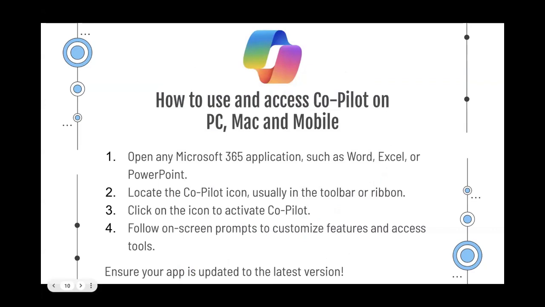Here the first step is to open any Microsoft 365 application. Again, examples are Word, Excel, or PowerPoint. Then you just need to locate the Copilot icon, which is usually in the toolbar or ribbon. Next, click on the icon to actually activate Copilot. After that, you will be prompted with on-screen prompts to customize features and access tools. Something really important to note is that you need the most updated version of the application. Otherwise, it may not be available to you because it's only been put into the newest version. So just be careful about that.